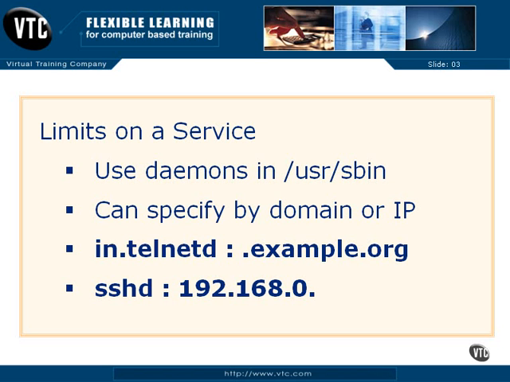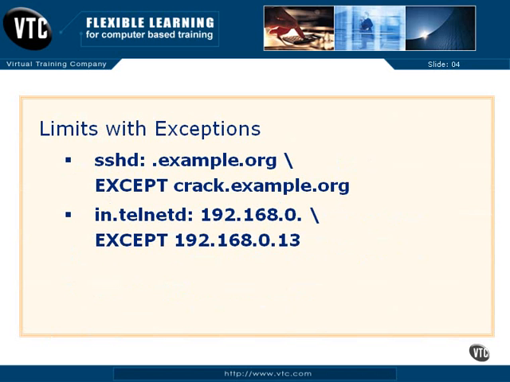For example, the following directives in /etc/hosts.allow would allow access to the Telnet and Secure Shell services from all systems in the example.org domain and all systems with the leading IP address of 192.168.0. Exceptions can be made.